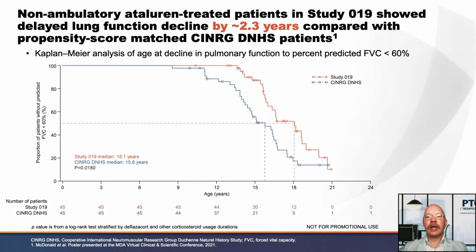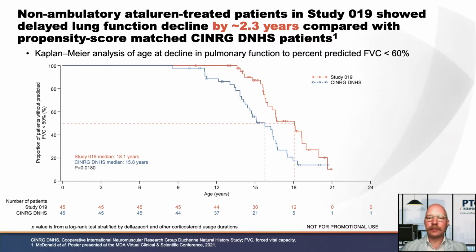Same as before, looking at the non-ambulatory patients only. Non-ambulatory patients treated with Ataluren in Study 019 showed a delayed lung function decline by around 2.3 years compared to the matched Synergy Duchenne natural history patients.